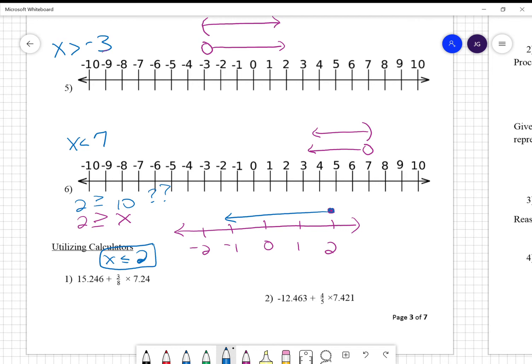All right, we'll do this section on utilizing your calculator. So again, this is just making sure that you can use that tool. There are no rounding instructions, so don't worry about rounding. If you have a fraction key on your calculator, you can use that to enter fractions. If you don't have a fraction key, you would have to write it as 15.246 plus parentheses 3 divided by 8 parentheses times 7.24.